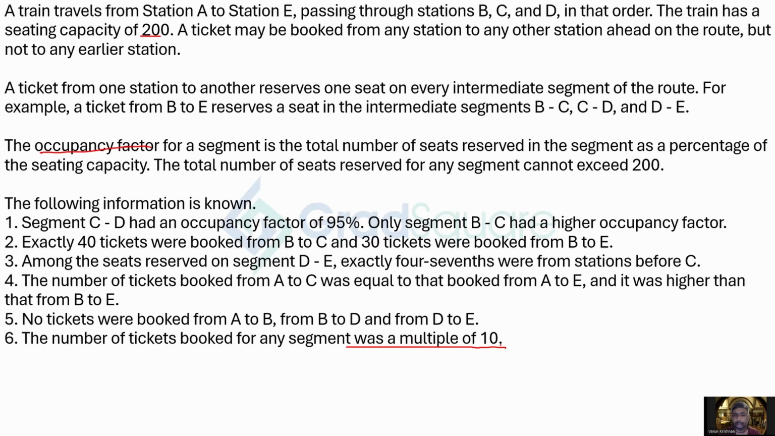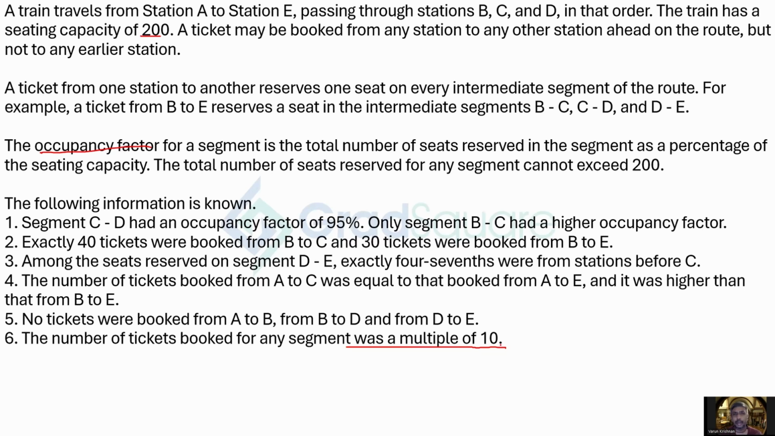If you count 0, then 21. So only 20 different occupancy numbers are possible. It's not like there can be 176 passengers or 172 passengers. No, that's not possible. Which means that the occupancy factor in any segment has to be a multiple of 5, because there are 200 seats. Let's say 170 people are sitting in the train. 170 people is actually an occupancy of 85%. So the percentage occupancy will be a multiple of 5, and the number of people sitting inside the train in any segment will be a multiple of 10.